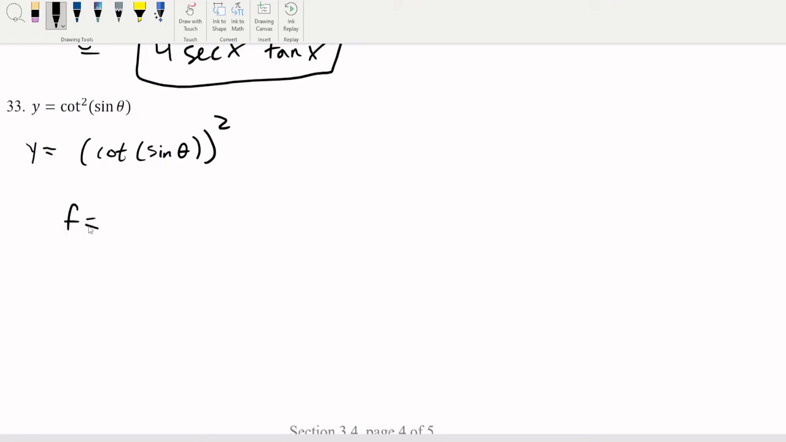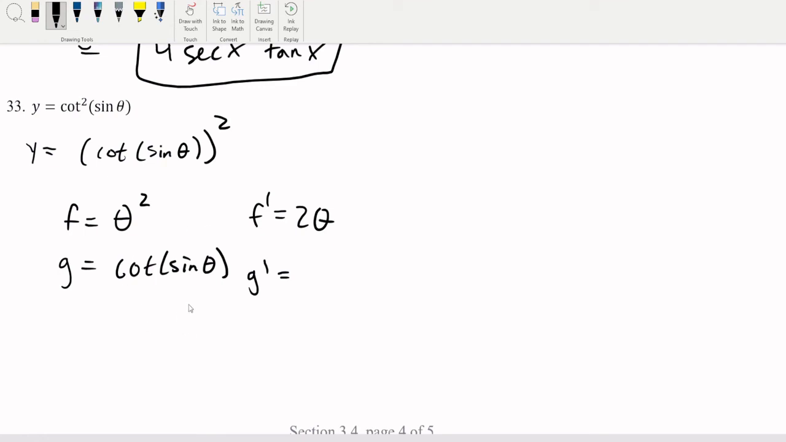The outside looks like something squared. I'm using theta because that's the variable here. The inside looks like cotangent of sine theta. Okay, that's not bad. I wanted to do quotient rule here. So f prime is 2 theta, got it. G prime is, oh, this is not trivial. I've got to do something here.